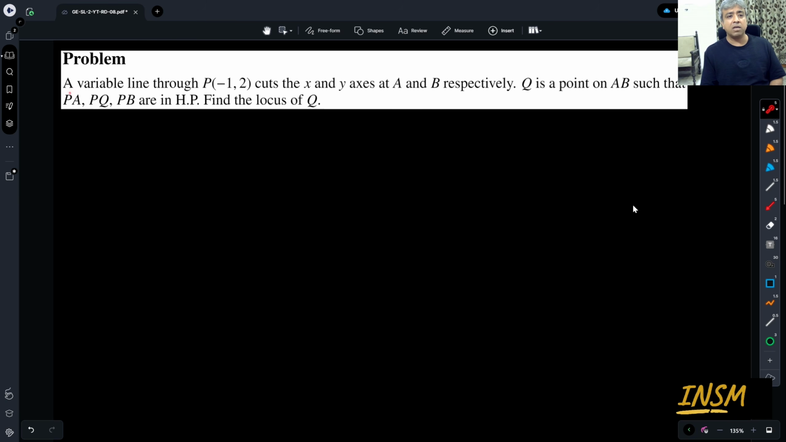It says that a variable line through a point P(-1, 2) cuts the x and y axis at A and B respectively. Q is a point taken on AB such that PA, PQ, PB are in HP, and it asks you to find the locus of point Q.